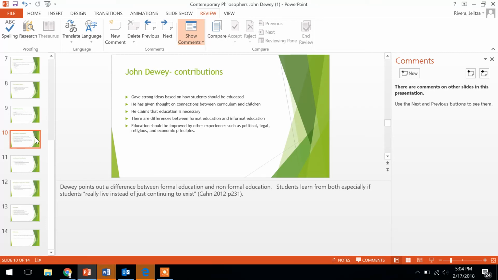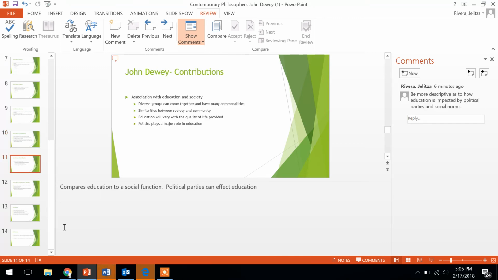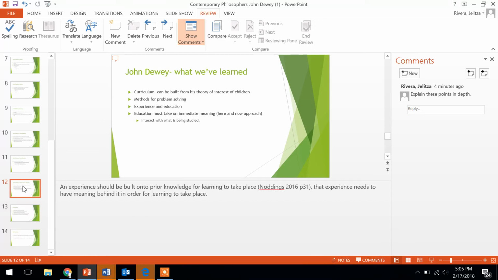Okay. Here, Dewey's contributions, this is kind of the meat and potatoes of the actual presentation. Like, all of the extra background information is useful, but this is exactly what we were trying to get at, and it's very brief. This should be more descriptive as to how he contributed to education and what are some of the things that we have today that maybe possibly have stemmed from his influence. Okay? Same thing here, be more descriptive on how education is impacted by political parties and social norms. You bring up the point, but then you don't necessarily explain what you mean by that. And understand that the reader can interpret that in a numerous amount of ways.